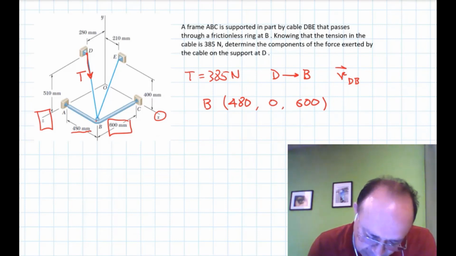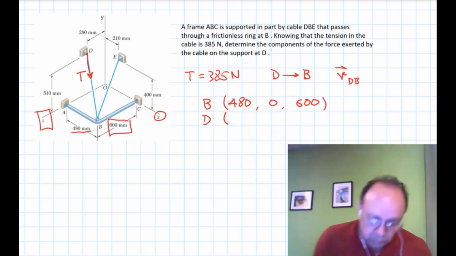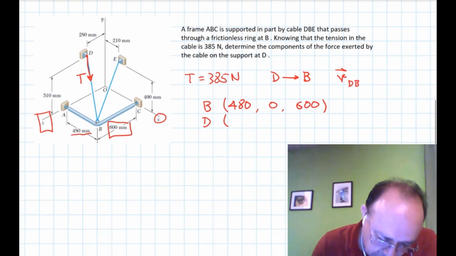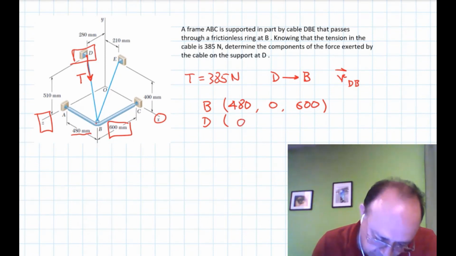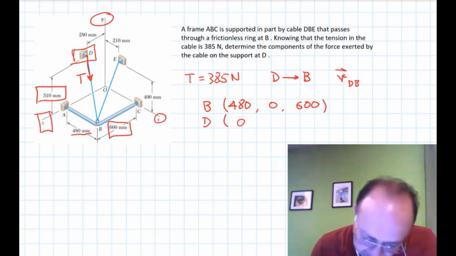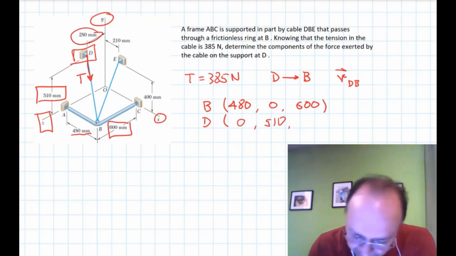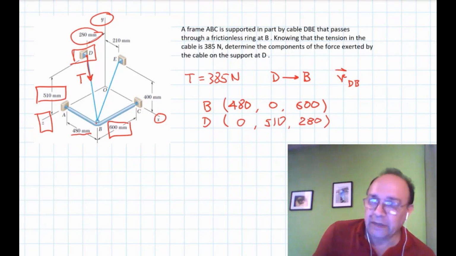Now for point D, the coordinates are: point D is on the plane YZ, so it doesn't have an x coordinate, so we have 0 here. Then for the y axis, the coordinate is 510 millimeters, and for the z it is 280 millimeters.